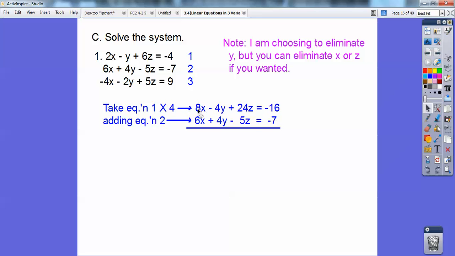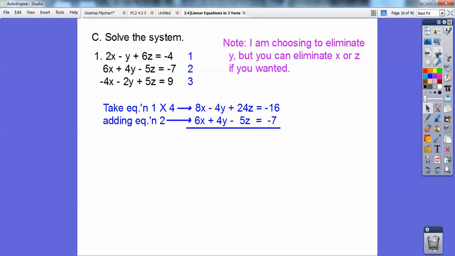I'm going to take equation 1, and if I multiply it by 4, I get a negative 4y that'll cancel out with that positive 4y. So if I take this, multiply it by negative 4 all the way through, and just add it together with equation 2 right here, I'm at this stage right here.